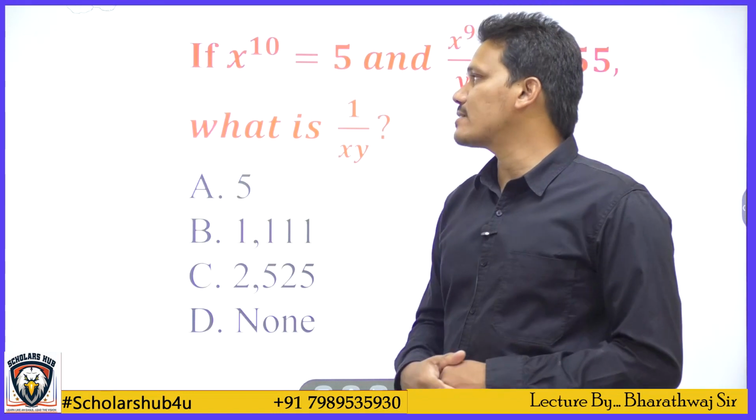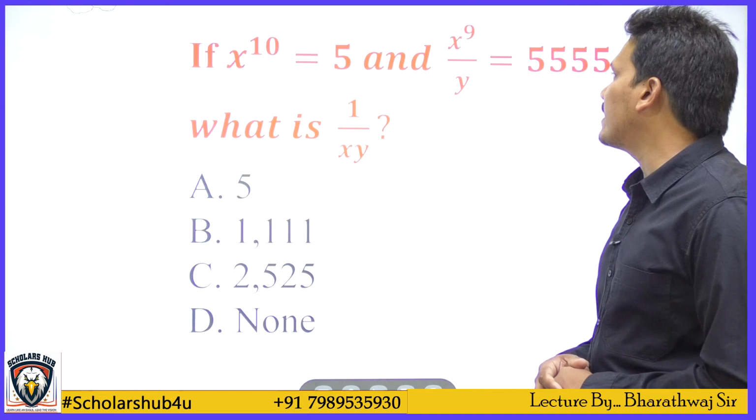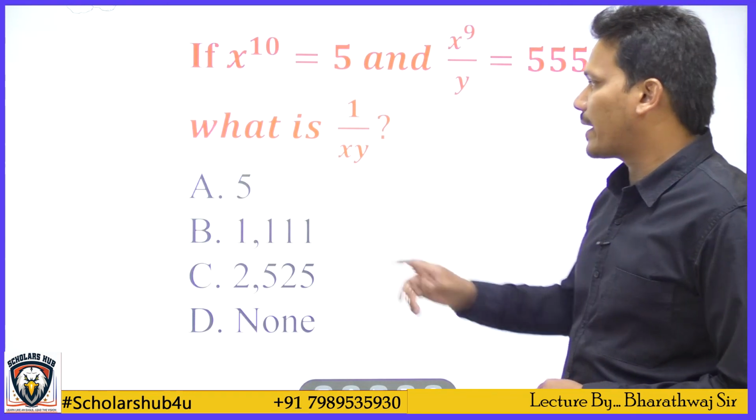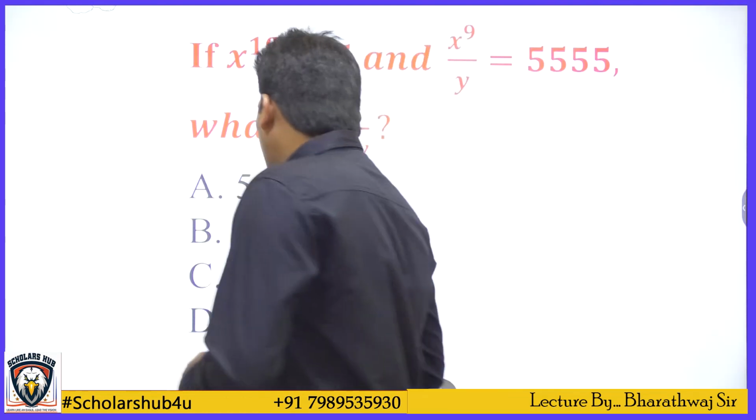The very first question is: if x power 10 is equal to 5 and x power 9 by y is equal to 5555, we are asked to find the value of 1 by xy. Okay, so let us solve this question.